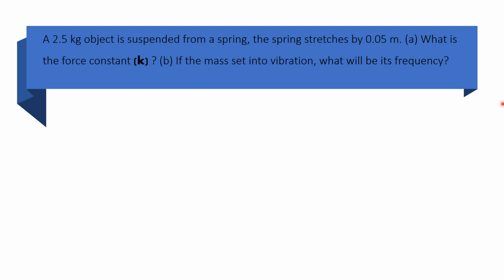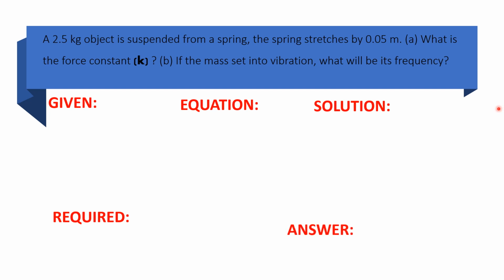So, if you want to try to solve the problem by yourself, you may now solve it. If you are quite unsure, you just have to follow my solution for you to understand it more. So, let's start. So, the given in the problem, the required, the equation, the solution, and the answer. So, let's start with the given. The given on the problem, we have 2.5 kilogram, and that is the value of our mass. So, let us put it here.